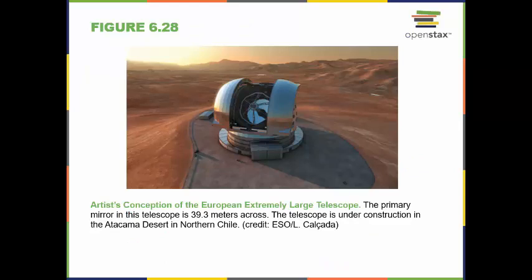So here's an artist's conception of the European Extremely Large Telescope. The primary mirror of the telescope is 39 meters across. So remember, you're about 2 meters tall. So the diameter of the mirror is 20 times your height.